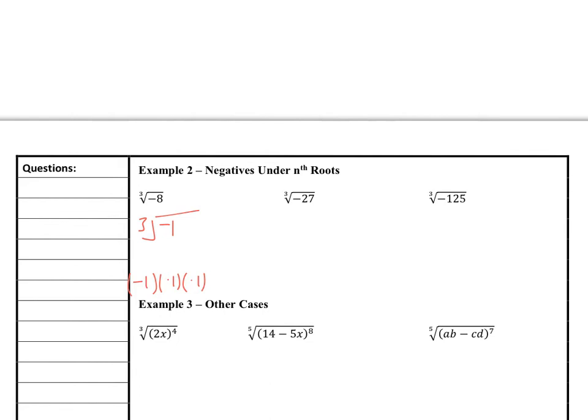That won't ever work if the index is even, only if it's odd. So in this case we have the third root of -1, which is still a negative, and the third root of 2 to the third, which is going to be 2. So our answer is just plain and simple -2.